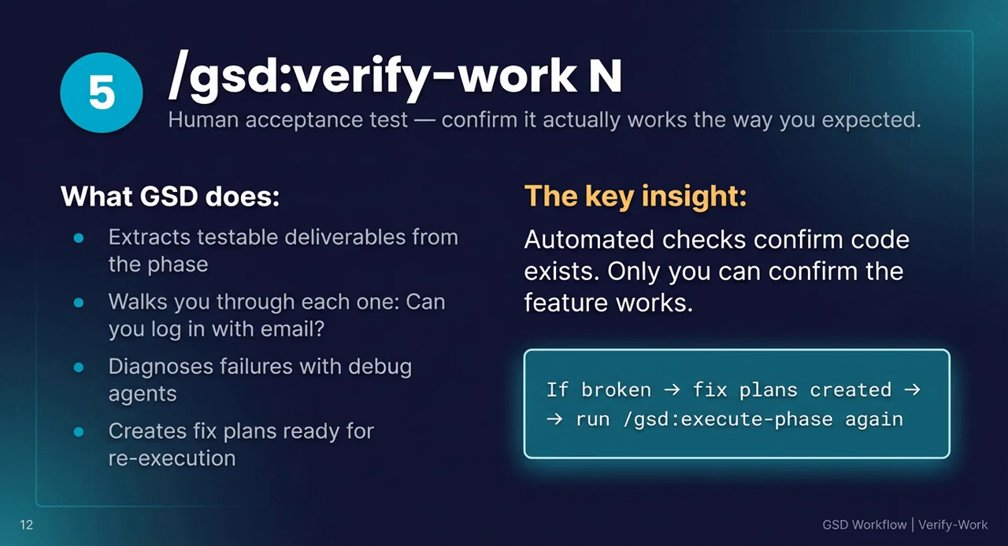Verify work is your human acceptance test. GSD extracts every testable deliverable from the phase and walks you through each one. Can you log in with email? Does the cart update in real time? Yes or no, or describe what's broken. If something fails, GSD spawns debug agents to diagnose the root cause and creates fix plans. You don't manually debug. You run execute phase again and the fix plans run. The key point, automated verification checks that code exists and tests pass. Only you can confirm the feature works as you actually imagined it.